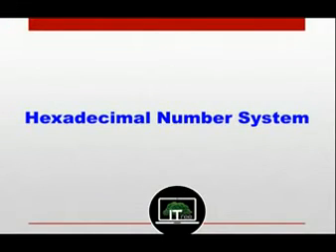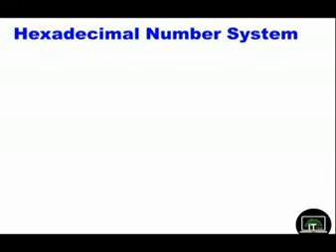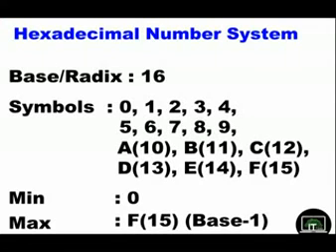Hexadecimal number system, how many symbols should be there? There should be 16 different symbols. So the base is 16, symbols are 0, 1, 2, 3, 4, 5, 6, 7, 8, 9. Then you can't write 10. You should write A to represent 10. 11 will be represented by B. 12 will be represented by C. 13 is D. 14 is E.